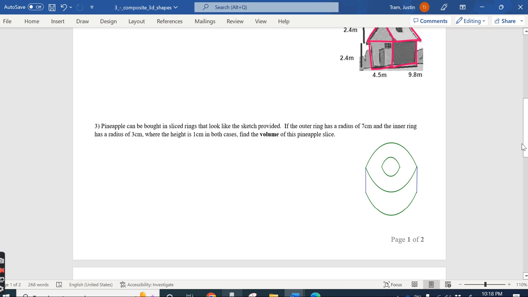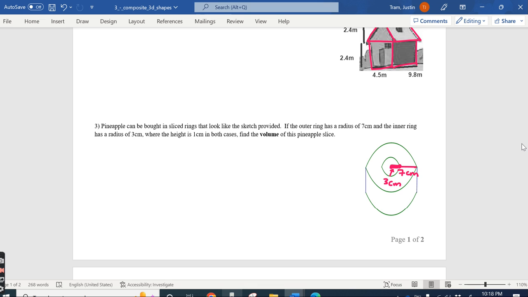Number 3, pineapple can be bought in sliced rings that look like the sketch provided. If the outer ring has a radius of 7, so which means from here to here is 7, and the inner ring has a radius of 3, which means from here to here, so this little section that I'm shading right now is 3. Find the volume of the pineapple slice.